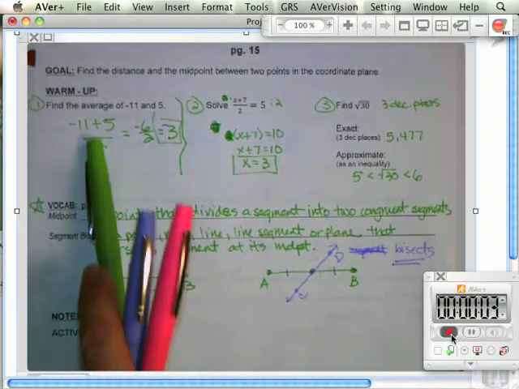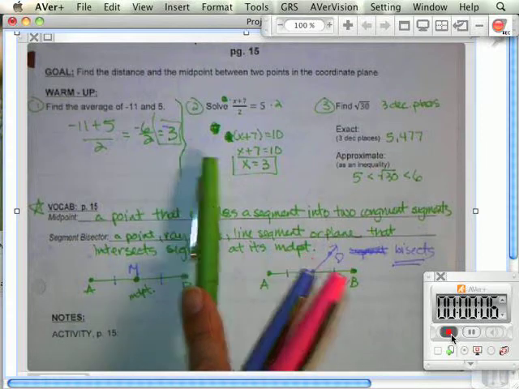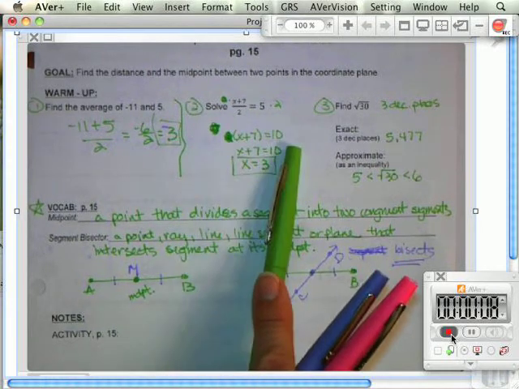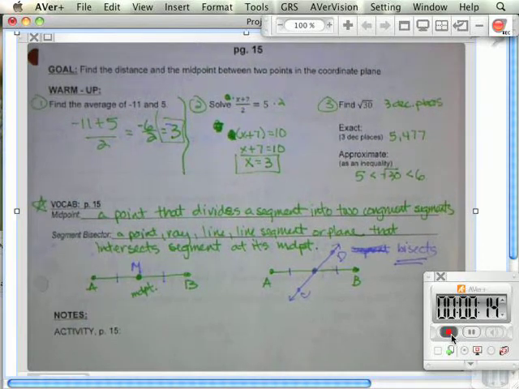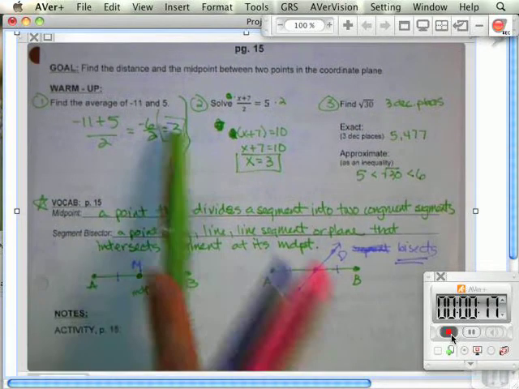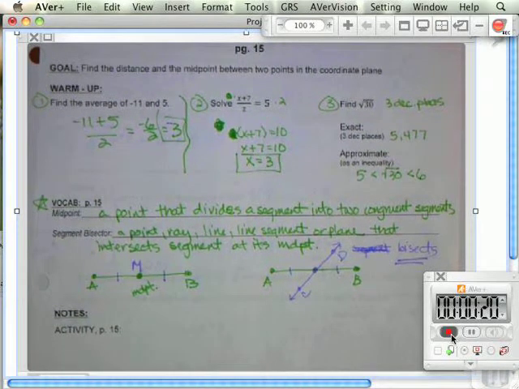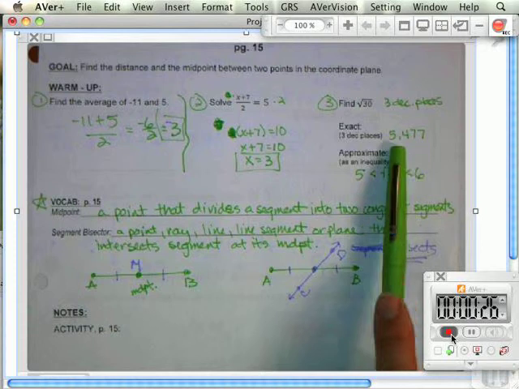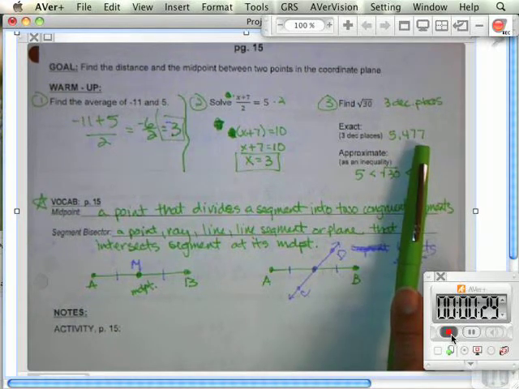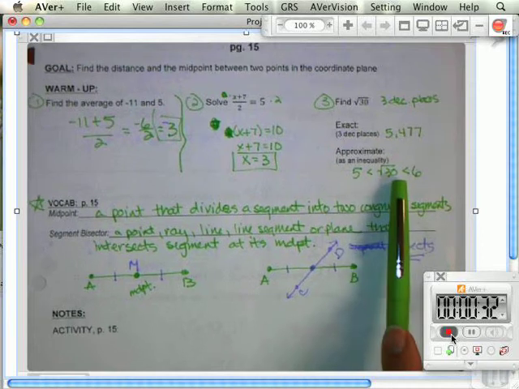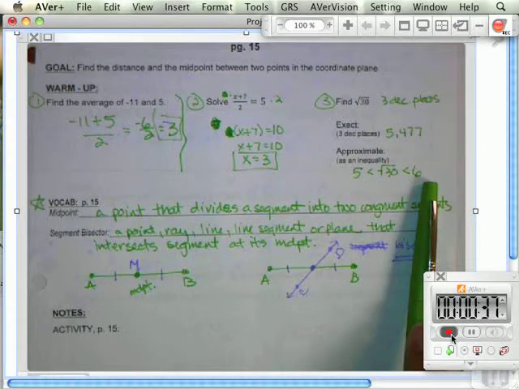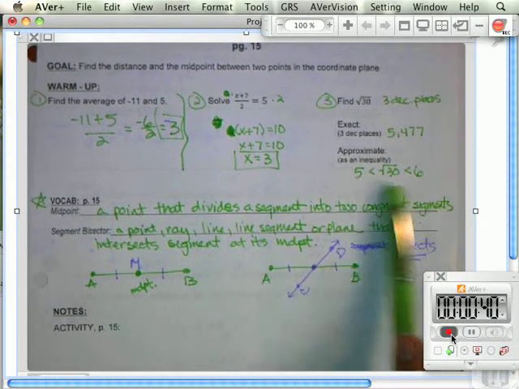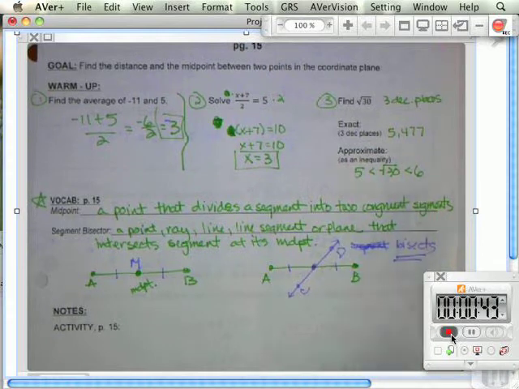The average, you just add together and divide, and it's -3. Here you multiply both sides by 2, and then you subtract 7. Wait, is that -3? That's -3. And then this, to 3 decimal places, is 5.477. And then you can write your inequality based off of that. The square root of 30 is greater than 5 but less than 6. And that's what I mean by that. You may not have remembered that, and that's okay. So I'm just refreshing your memory.